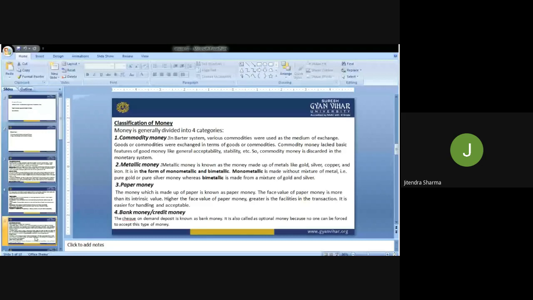Then the bank money or credit money. The check or demand draft is known as bank money. It is also called optional money, because no one can be forced to accept this type of money. This money is generally accepted only for the transaction, and it is not for general use, because the check which you have given to yourself or to anybody else, only that person can have the concern with that money.